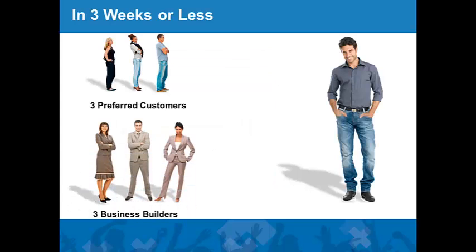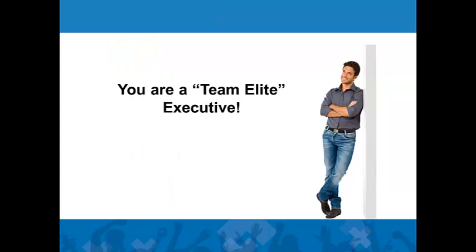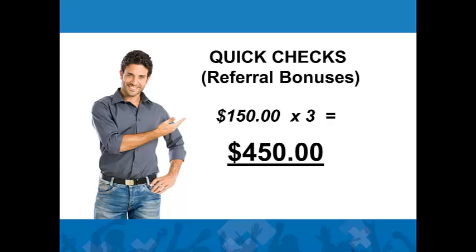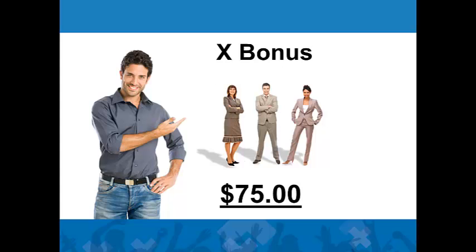And if you do the 3 preferred customers and 3 business builders in 3 weeks or less, congratulations, you're a Team Elite executive. You've also earned $1,500. Here's how that breaks down. $450 comes from your referral bonuses for bringing in those 3 business builders. $75 more comes in because you earned the X bonus for bringing in 3 distributors within a 21-day span. So now you're at $525.